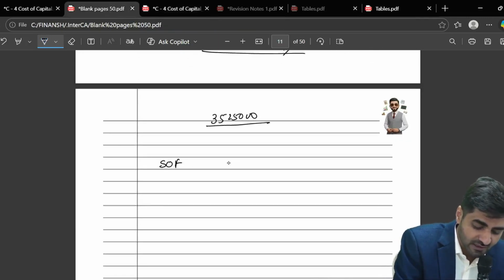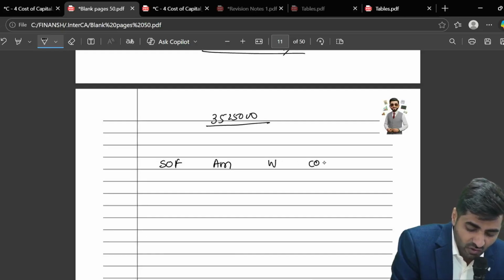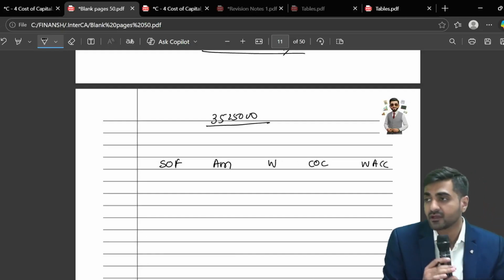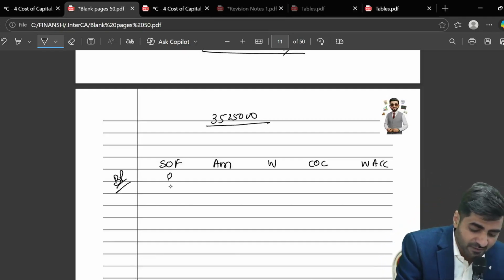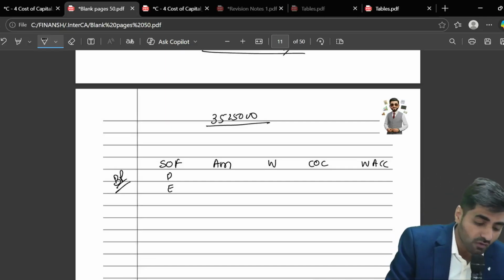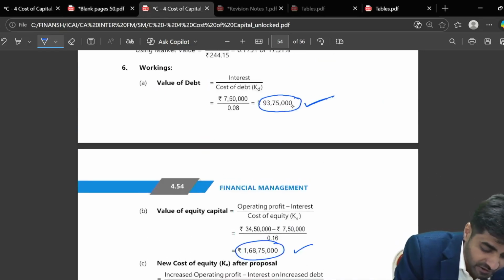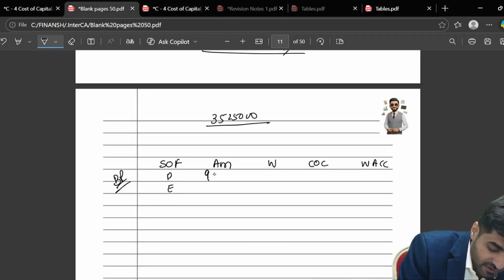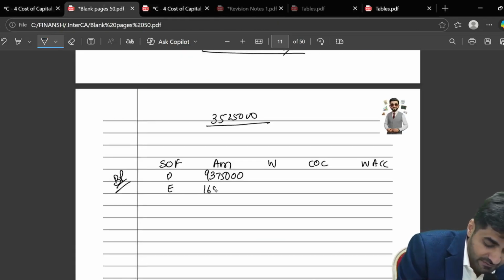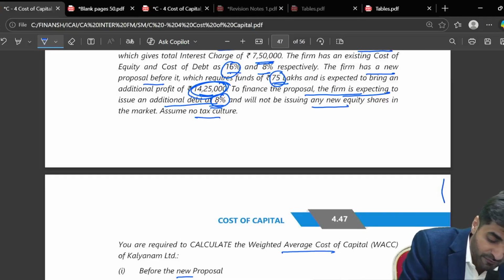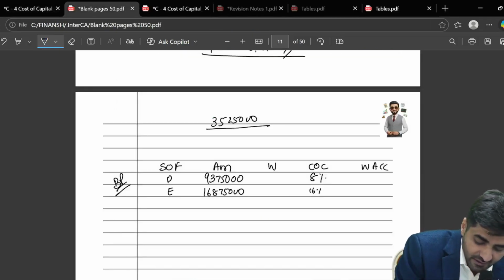Now, what will be your format? Sources, amount, weights, cost of capital, WACC. If I am talking about before the proposal, can I say there will be both debt and equity? What was the amount of the debt we got through capitalization? 93,75,000. And the amount of equity? We got this as 1,68,75,000. What was your cost of debt? 8%. And equity before the proposal? 16%. Can I calculate the amount, weights, WACC?